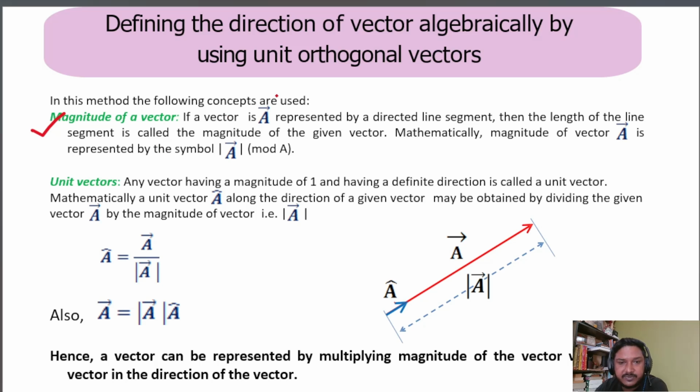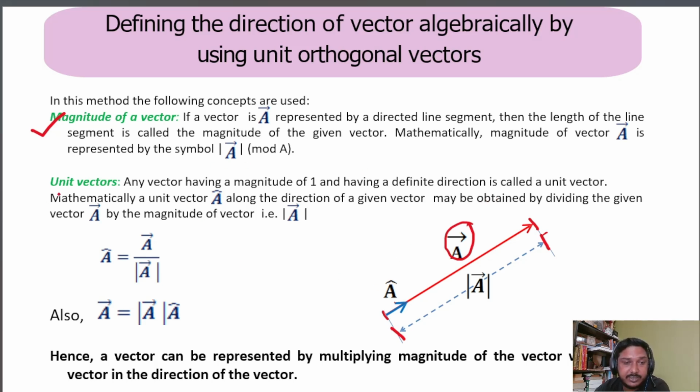As I have told, if a vector is A, the length of that vector in that directed line segment is called the magnitude. As you can see on the screen, this is the vector A starting from this point, ending at this point, which is represented by this symbol, vector A, and the length of this vector, starting from this point, ending at this point, is the magnitude of the vector, which is represented by mod vector A. So this is about the magnitude of the vector.